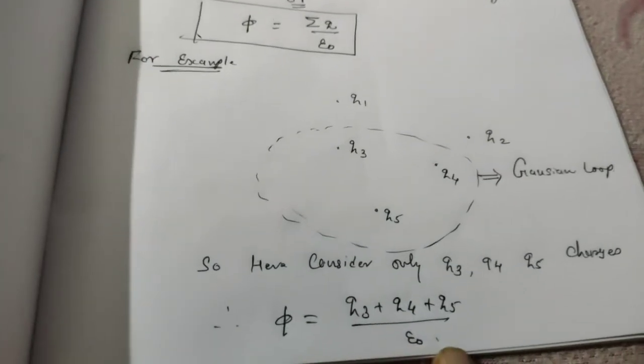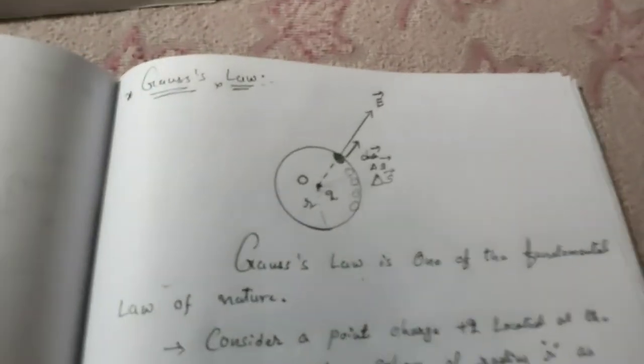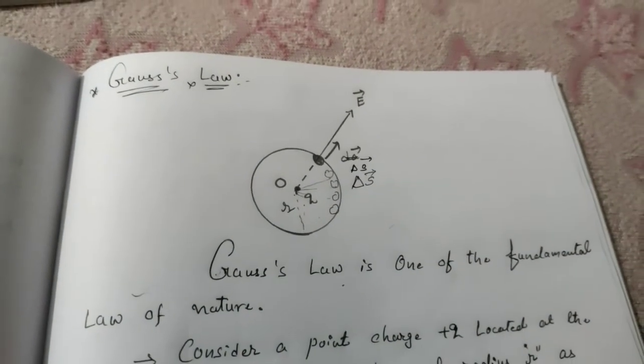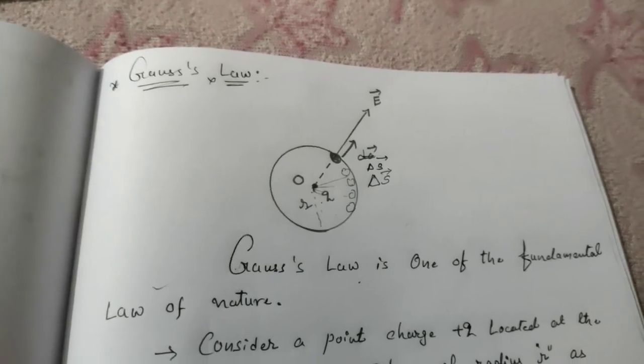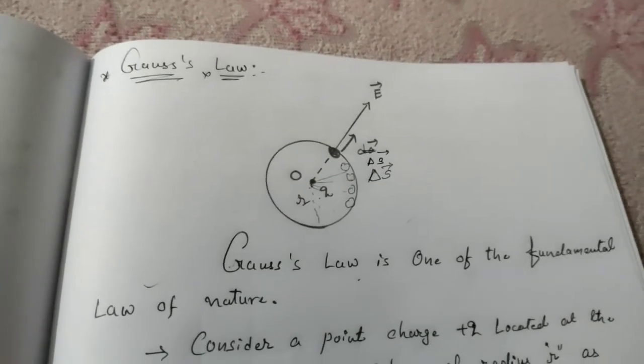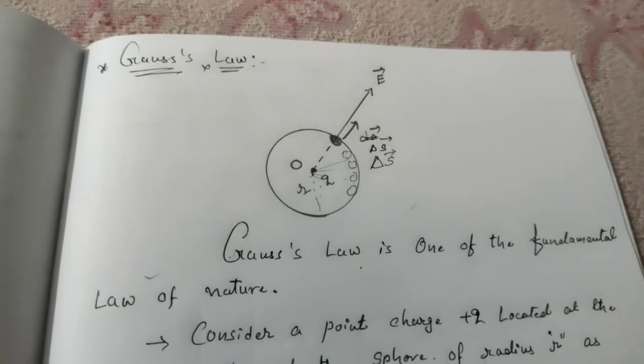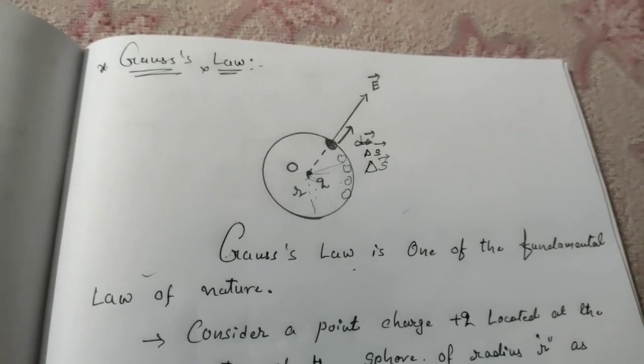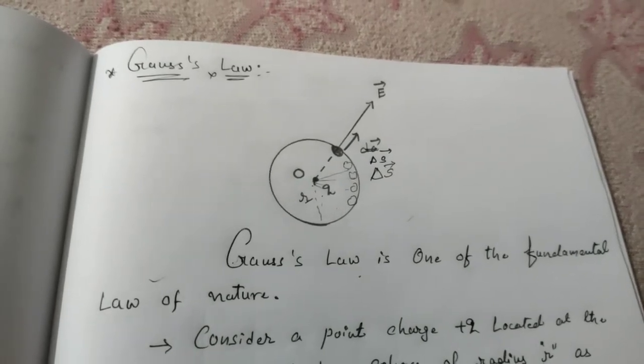So this is the simple theory of Gauss's equation. Gauss law is one of the fundamental laws of nature, so remember, this is a very important law. Again I am telling you that you will get one question in the final exam from this topic. So this topic is very important. Be careful, pay attention to this topic.